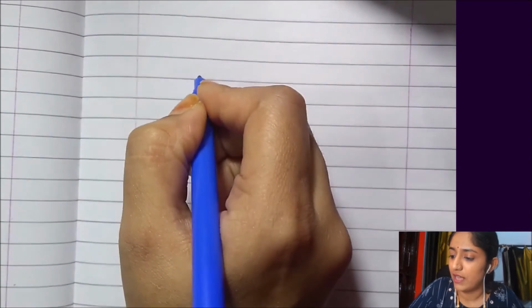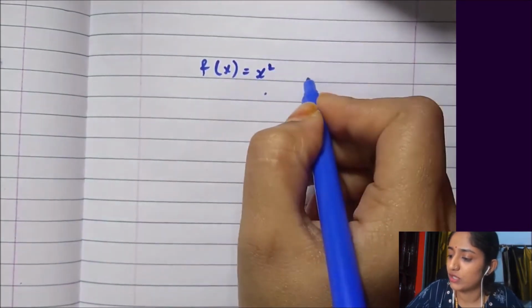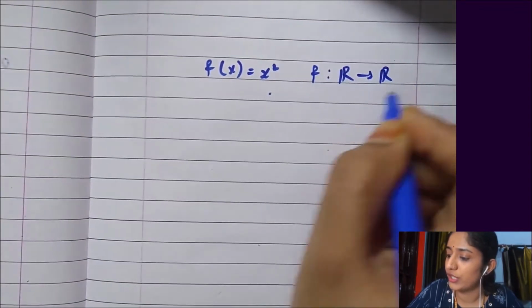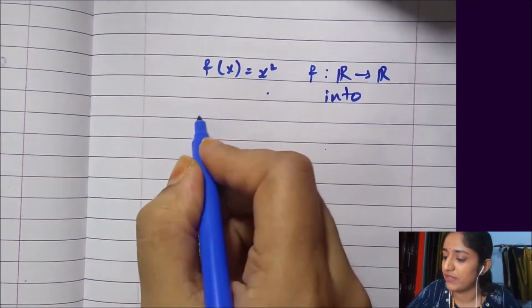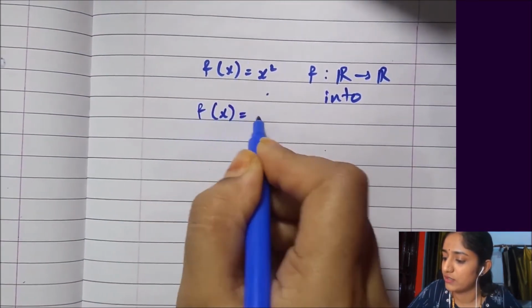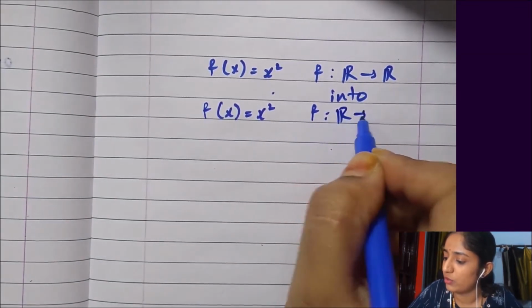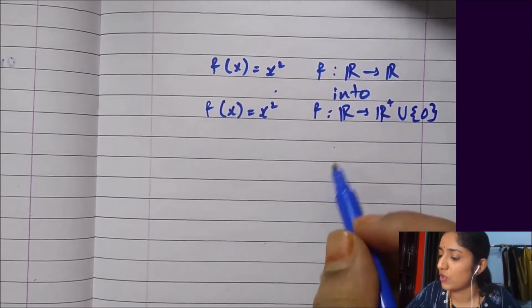Let's again see the example as we have already seen. f of x is equal to x square. When we took this f from R to R, this was an into function because the range was not equal to codomain. But when we said f of x is equal to x square, f is from R to R plus union 0, then this was onto.